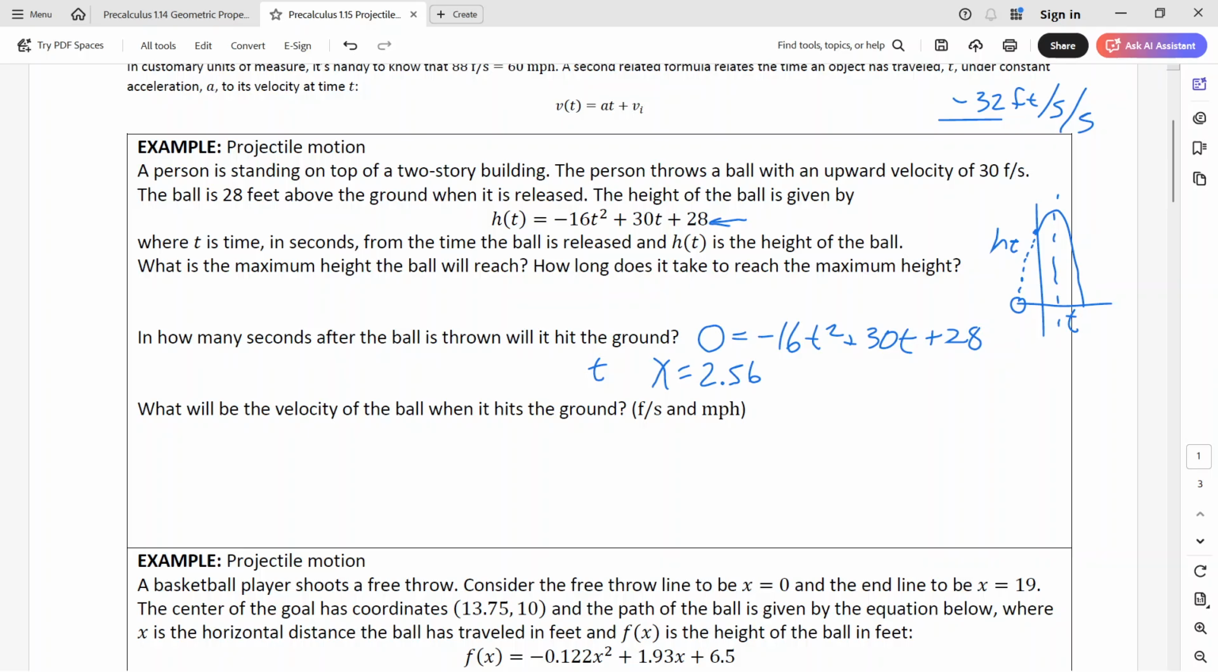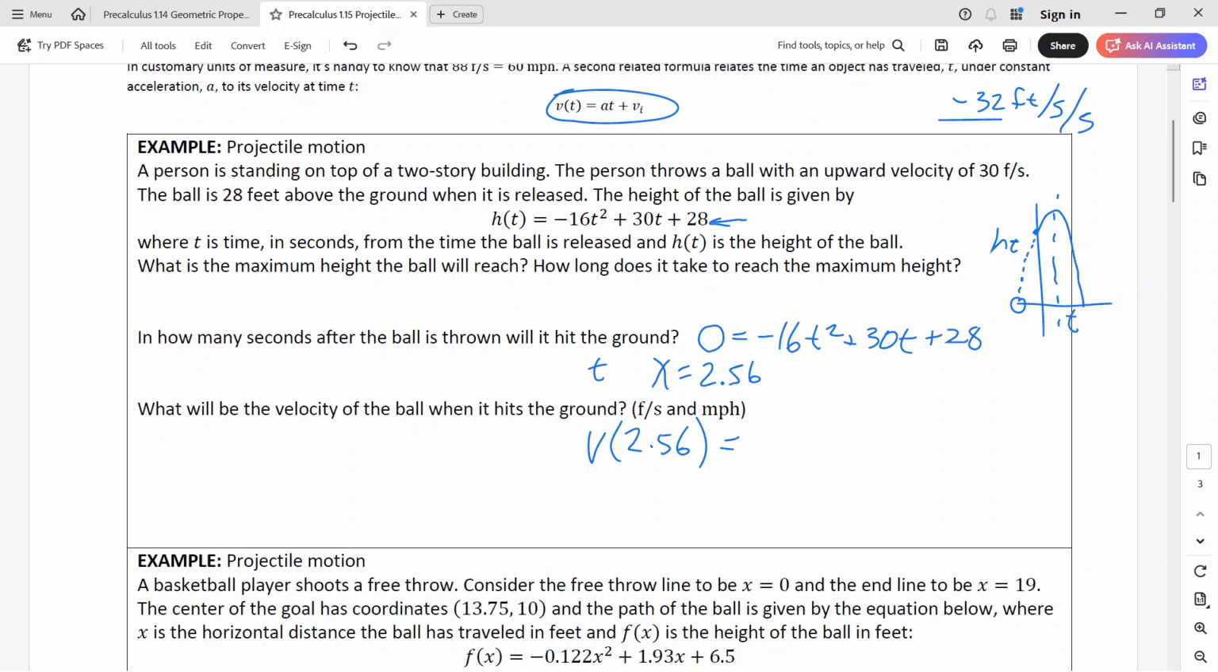And now it asks, what will the velocity of the ball be when it hits the ground? Now remember that when your solver solved it, it also stored that value as your variable x. So I quit to the home screen, and the way to find the velocity when it hits the ground is to remember this formula up here, that the velocity is simply going to be a function of time. So what I want is the velocity evaluated at 2.56. But remember that 2.56 is currently stored in our x value.